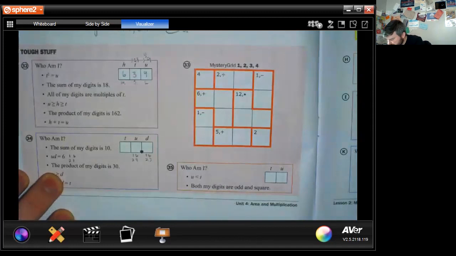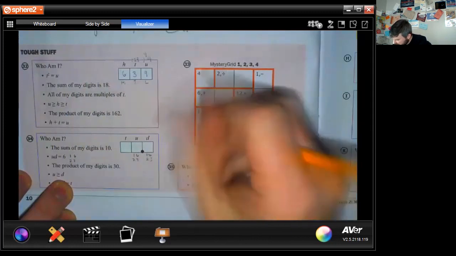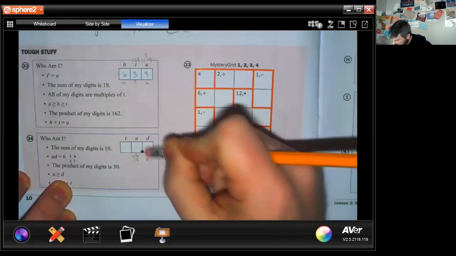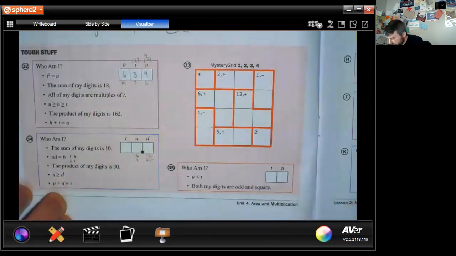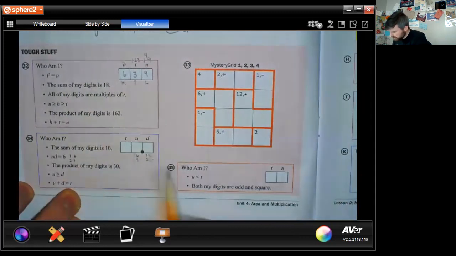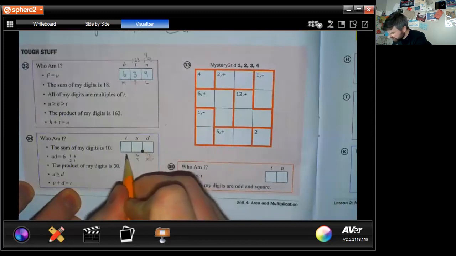The product of my digits is 30. So when I multiply it all together, I get 30. U is bigger than D. Okay, so U is bigger than D. So that means this will either be 6 or 3. This will be 1 or 2. U plus D equals T. So that means 1 plus 6 is 7, and 3 plus 2 is 5. So it's one of those.